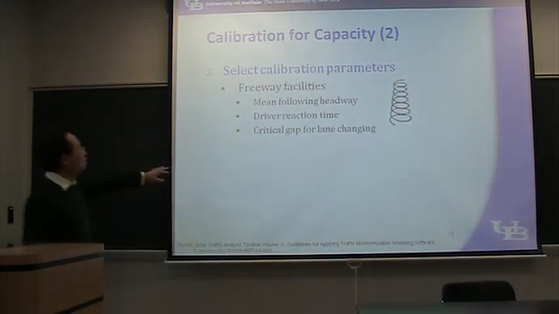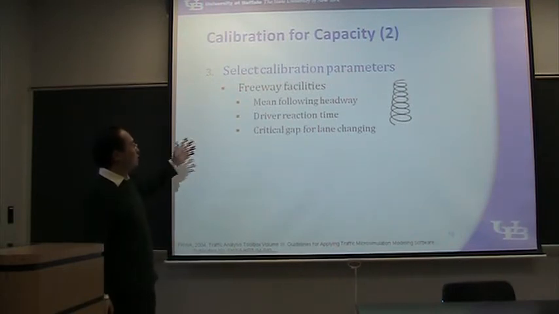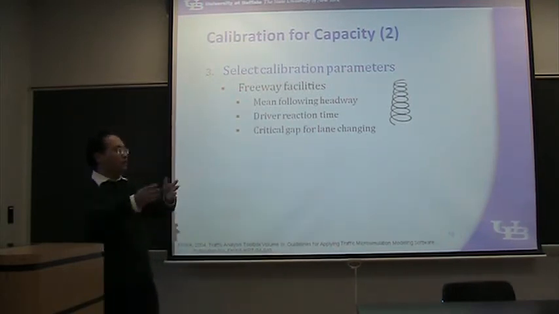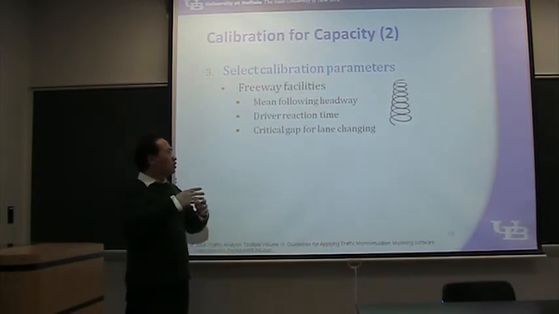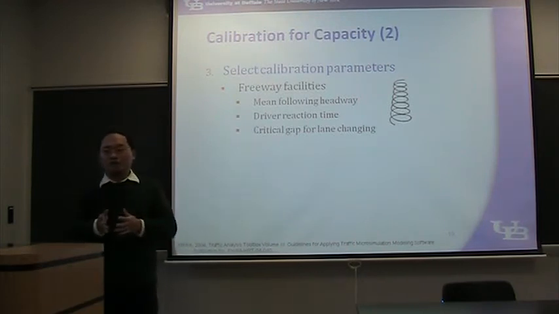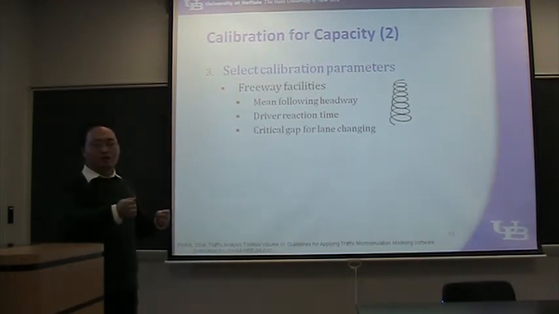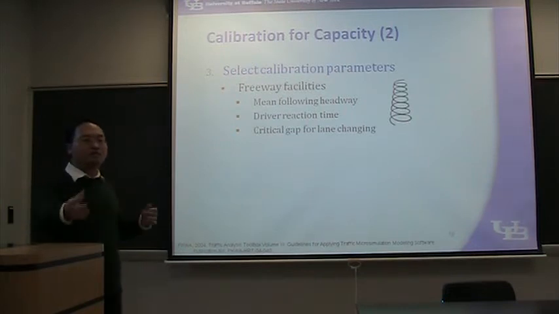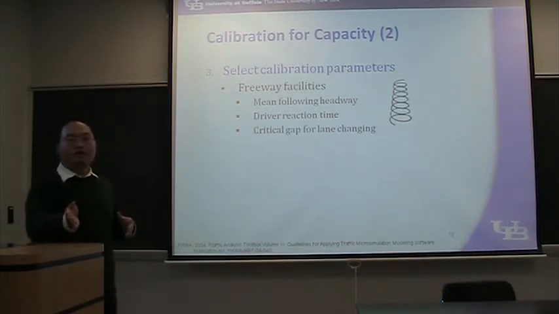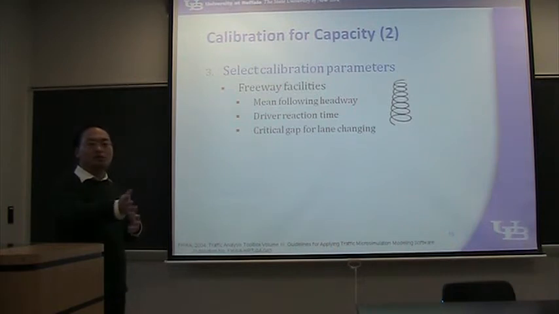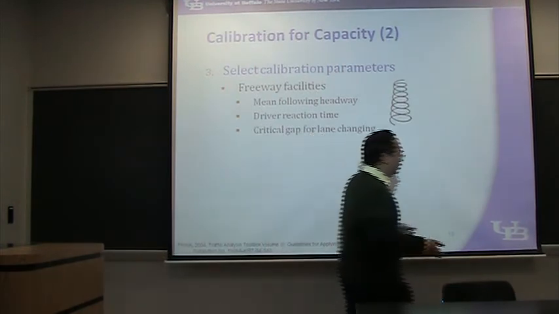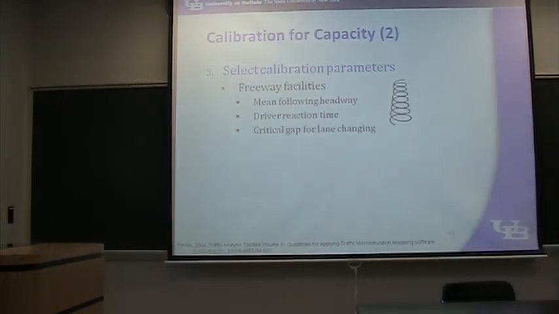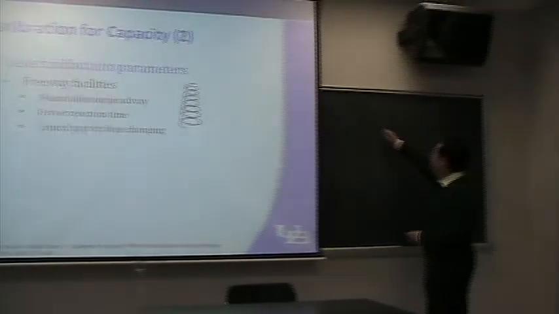So the third thing, critical gap for lane changing. Let's think about the multi-lane freeway. For a vehicle to change its lane, it has to wait until there is a sufficient gap in the lane that it wants to change to. This is called critical gap. Let me draw it. I think this may be already demonstrated in racing.